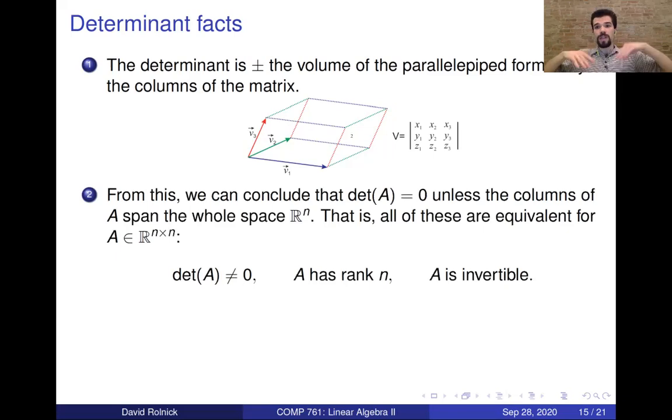So if you don't have the columns spanning the whole space, then the volume is 0, and so the determinant is 0. That means that all of the following are equivalent: the determinant being non-zero, A having full rank, the columns being linearly independent, and A being invertible. We already knew these last two were equivalent, but all 3 of these are equivalent. Determinant non-zero, full rank, invertible matrix.